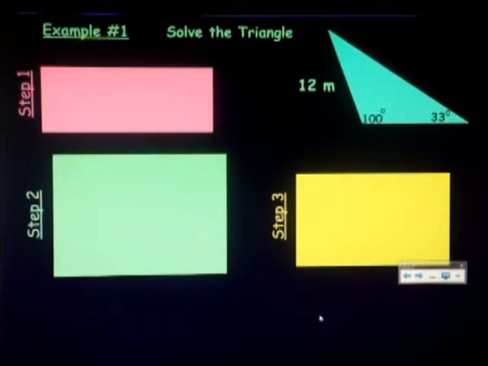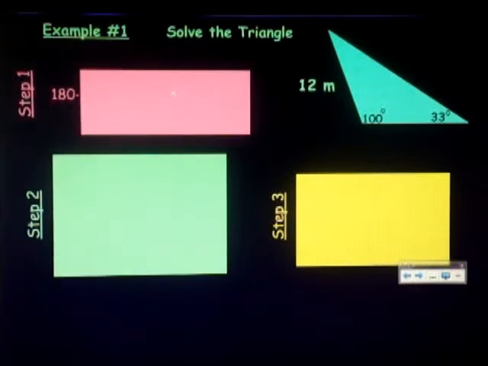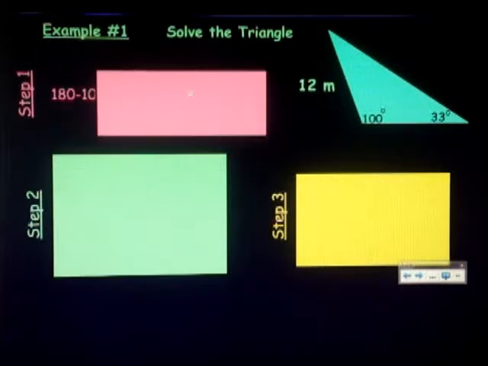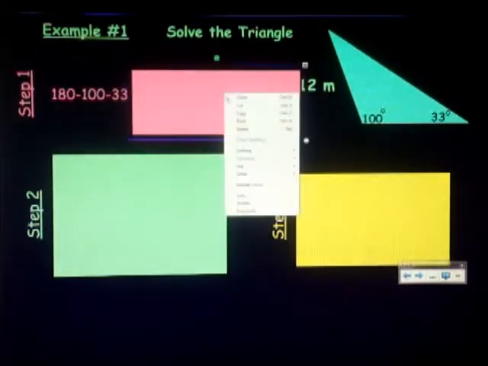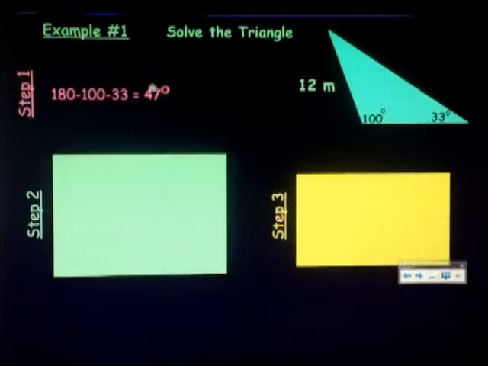Step one is probably the easiest and shortest step. The step is to figure out the missing angle, which we already know how to do. We know in a triangle we have 180 degrees, so we take away the 100-degree angle and the 33-degree angle, and we come up with 47 degrees being the missing angle up here. Now we know all three angles, so now we can begin to do the sides.